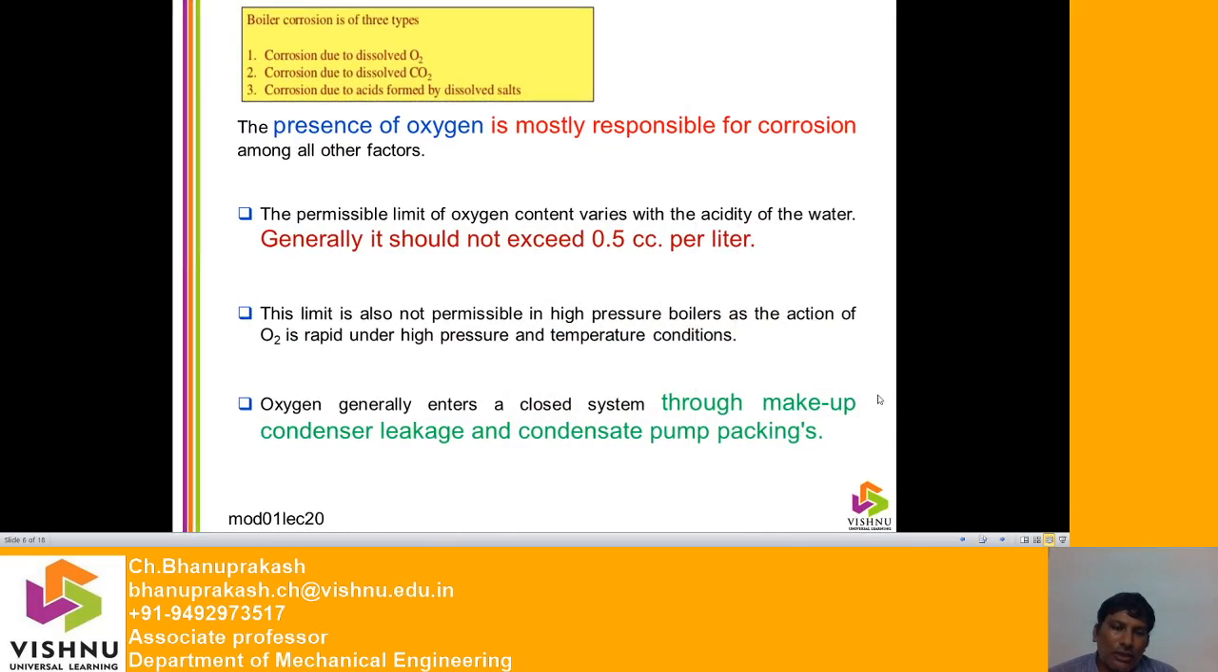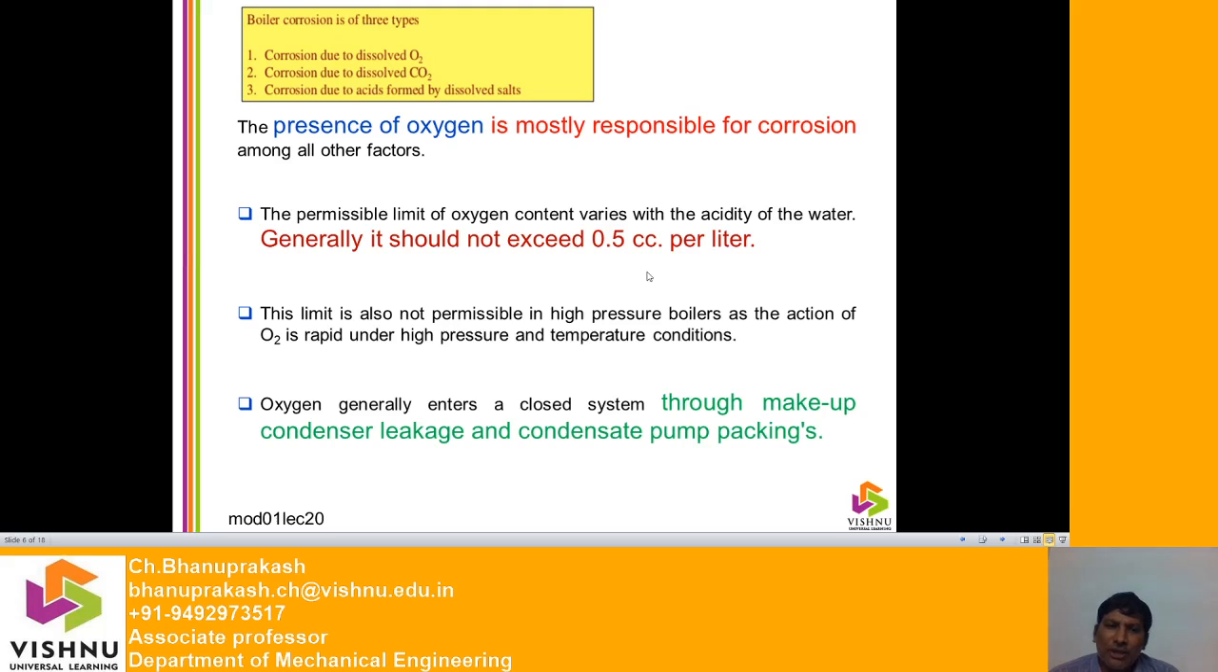Boiler corrosion is mainly classified into three types: corrosion due to dissolved oxygen, corrosion due to dissolved CO2, and corrosion due to the acid formed by dissolved salts. The presence of oxygen is mostly responsible for corrosion among all other factors.